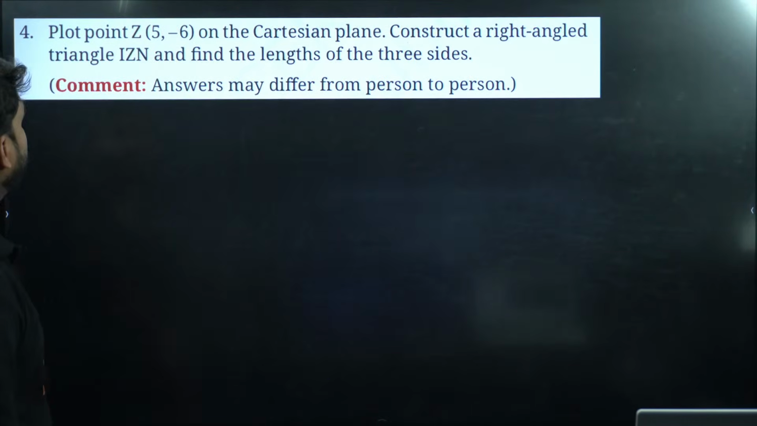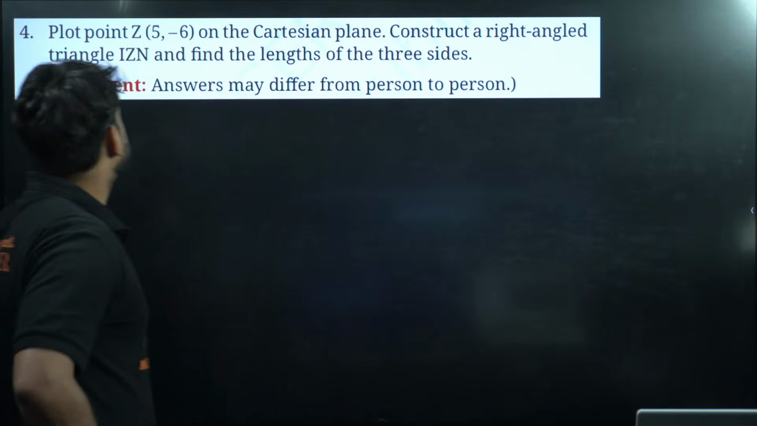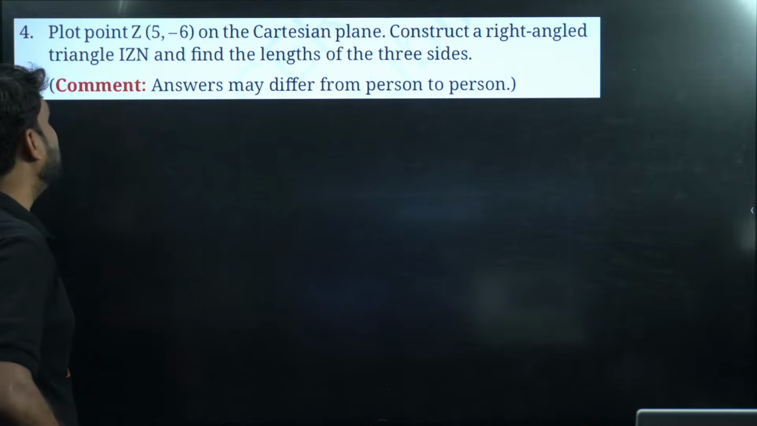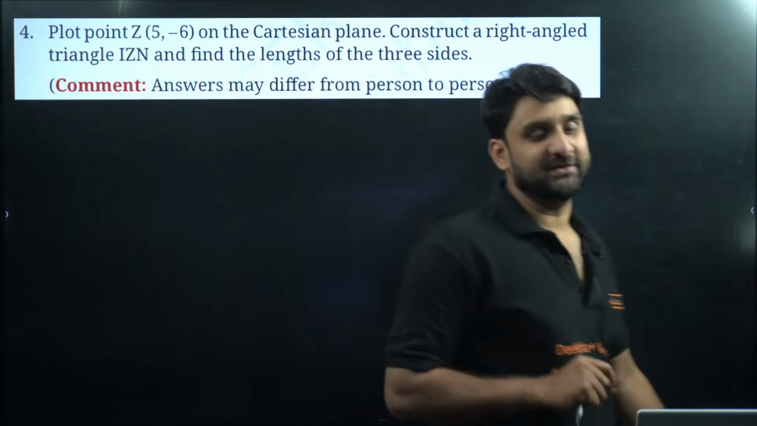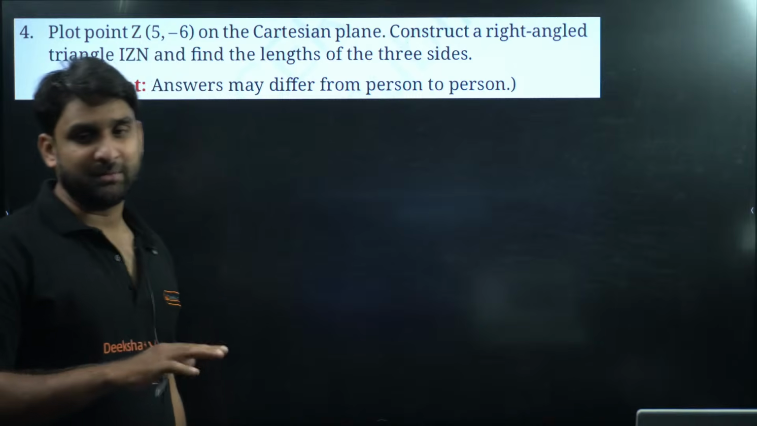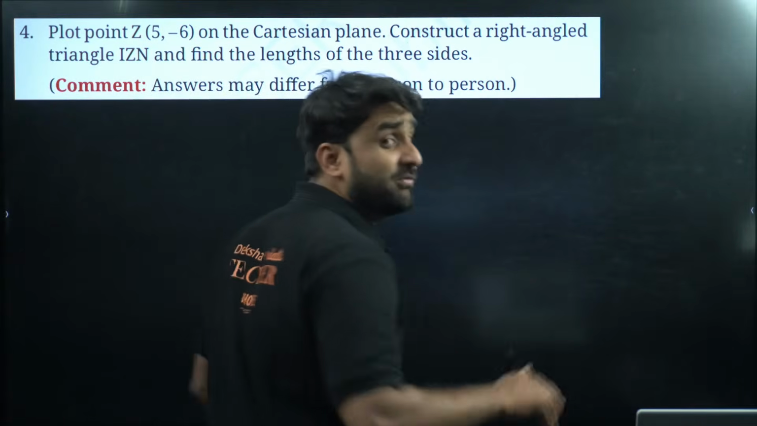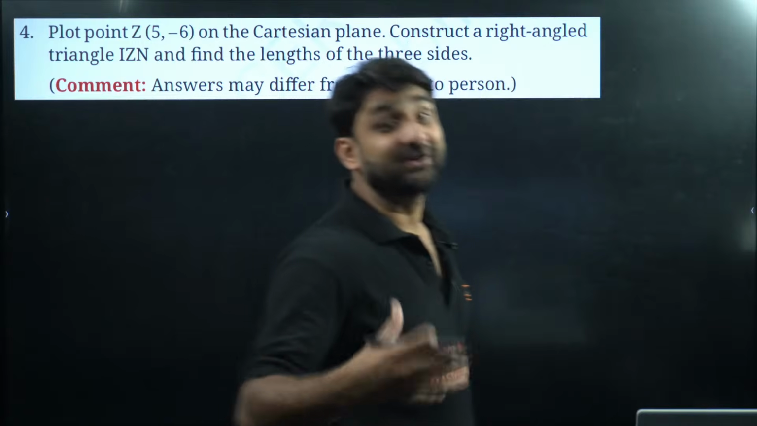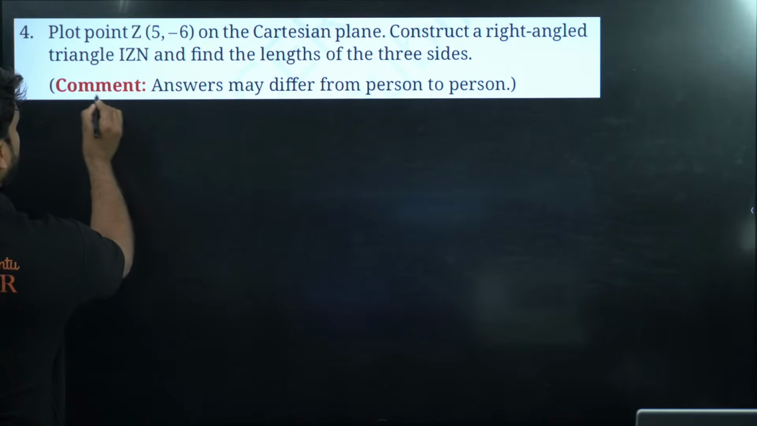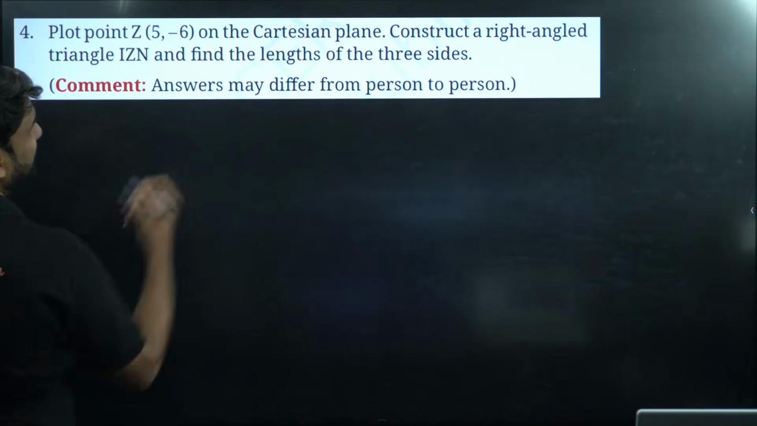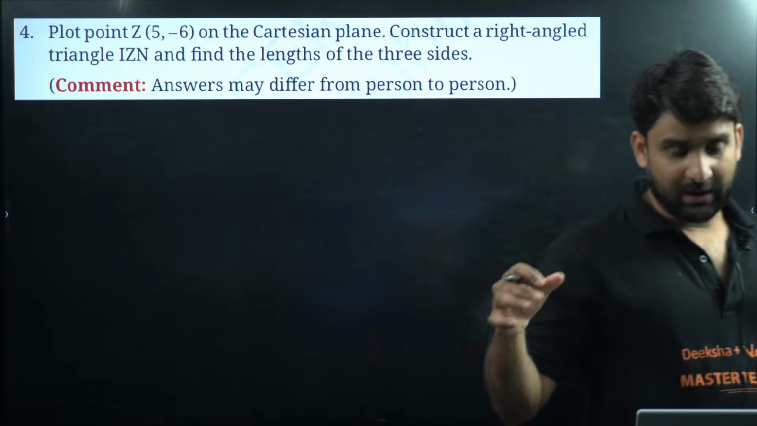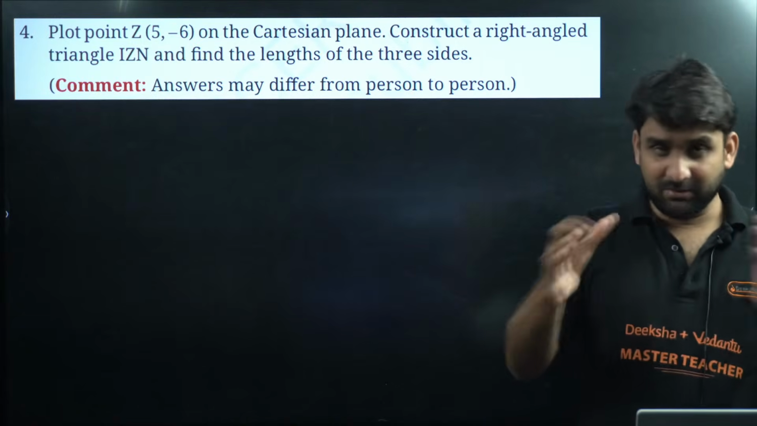Okay, moving to the next. Plot point Z(5, -6) on the Cartesian plane. Construct a right angle triangle IZN and find the lengths of the three sides. Very easy question. Again, to solve this question we require a diagram. Without a diagram you cannot solve this question. Diagram means coordinates, graph paper, right? One more note given here: answers may differ from person to person, student wise.